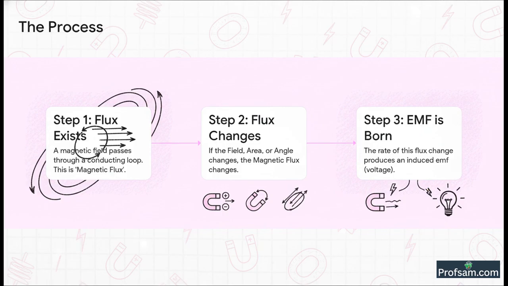Step 2, how can you change this flux? Well, you have 3 options. First, you can make the magnetic field itself stronger or weaker. Second, you can change the area of the loop. Maybe you can squeeze it or stretch it. Or third, you can just rotate the loop, which changes its angle with the field. Any of these 3 things will change the flux.